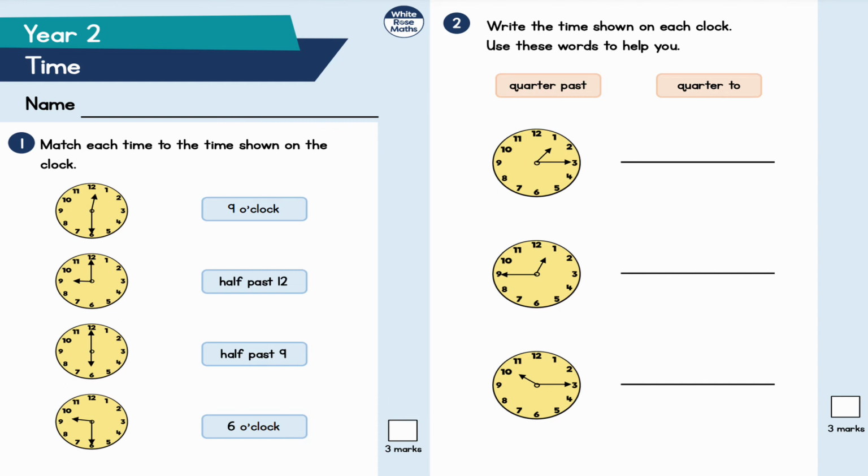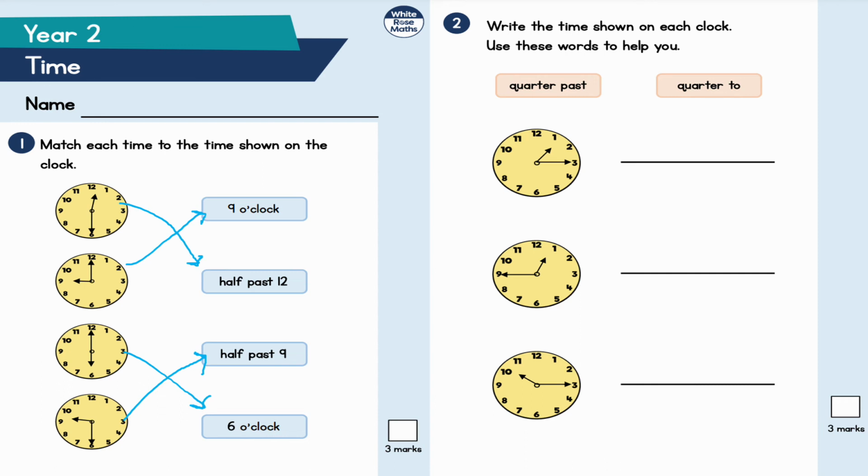Question number one: match each time to the time shown on the clock. Well, this is actually 12:30, so it's going to go here. This is showing me 9 o'clock, because the hour hand, the small part, is what I call the hour hand, and the big hand is what I call the minutes. That's equal to 6 o'clock, and that's 9:30.